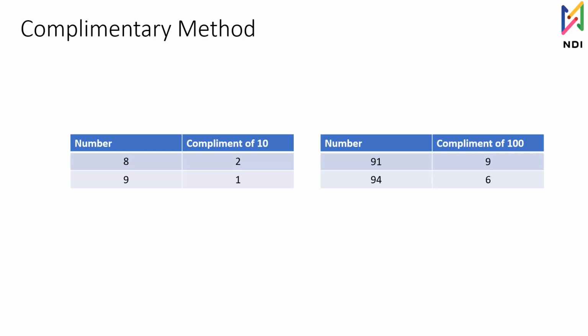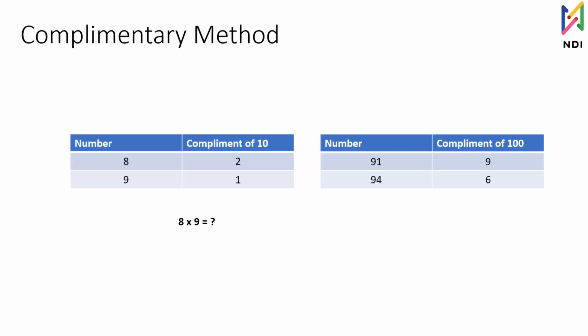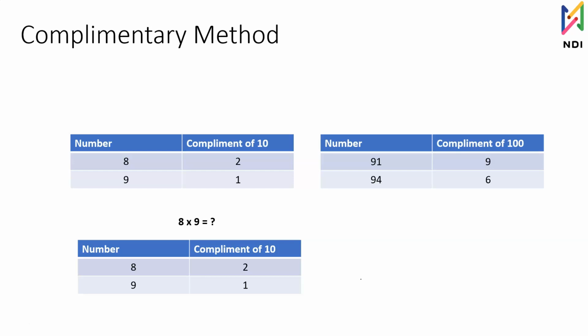How do we go about finding the multiplication value of these numbers? That's what we are going to see. That's what this method is all about. So let's start with the first example: 8 into 9. How will you do it? Let's write the numbers 8 and 9. The complements with respect to 10 are 2 and 1.